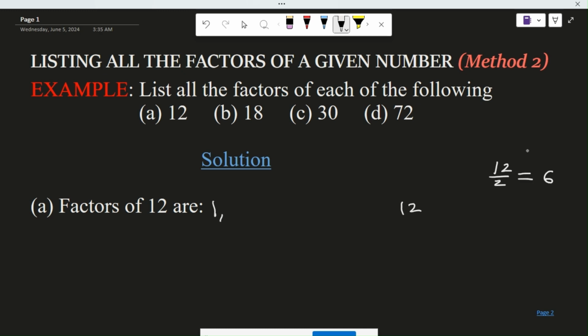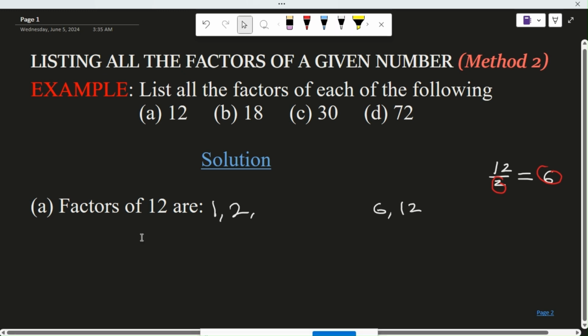Our answer is 6. So I'm going to put down both the 2 that I used to divide 12 and the 6. I'm going to write them down. So I'll have 2 to come after 1, then my outcome now is 6. I'm done with that. I will move to the next number. After 2, I have to check 3.